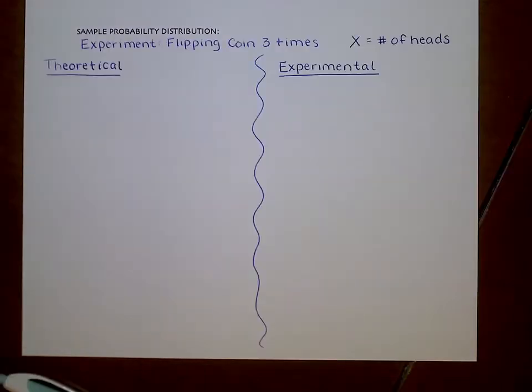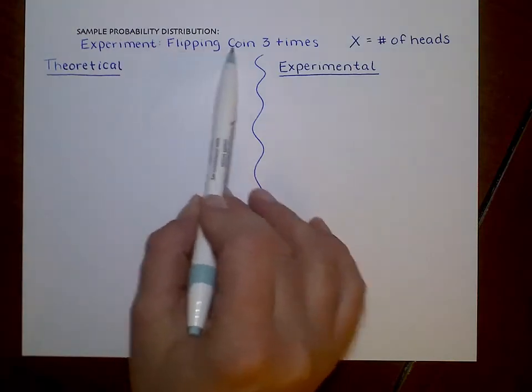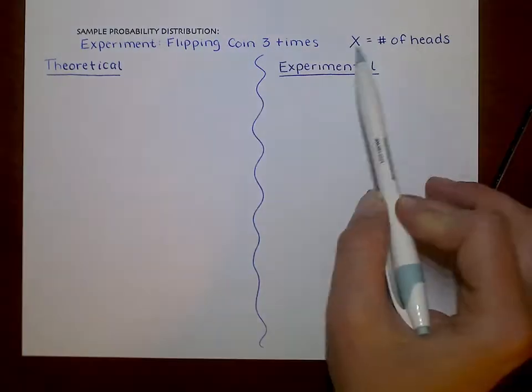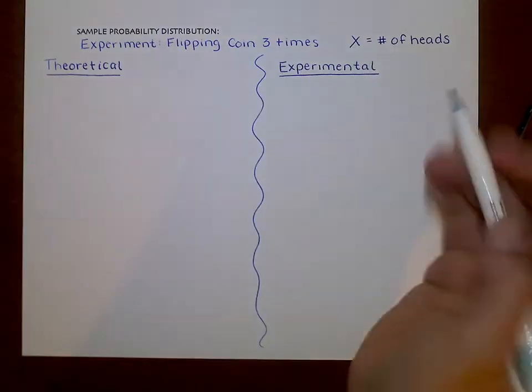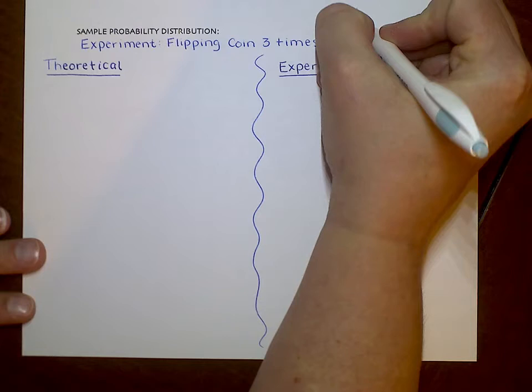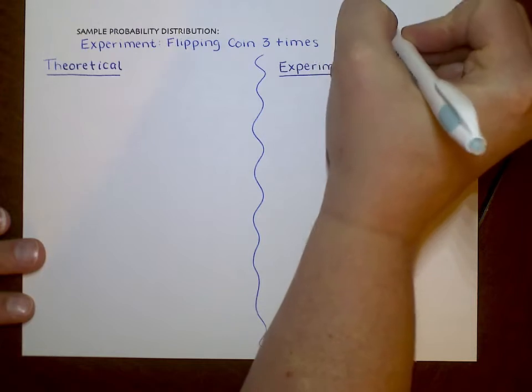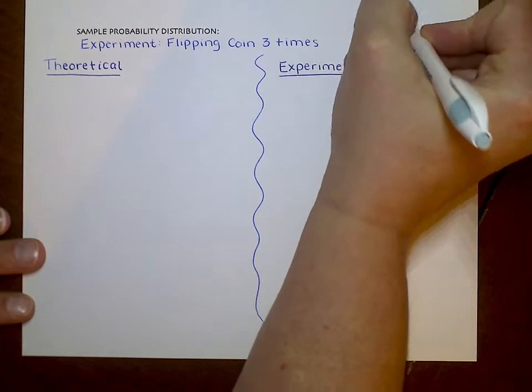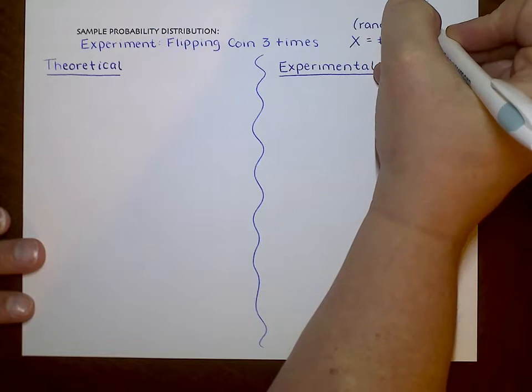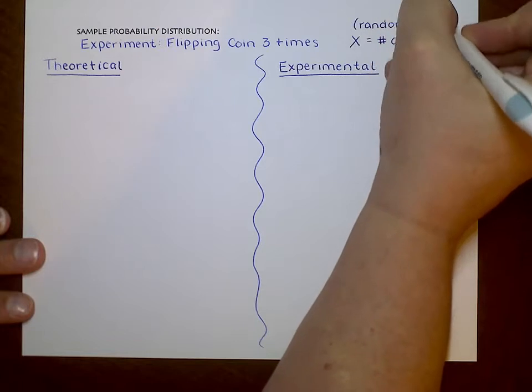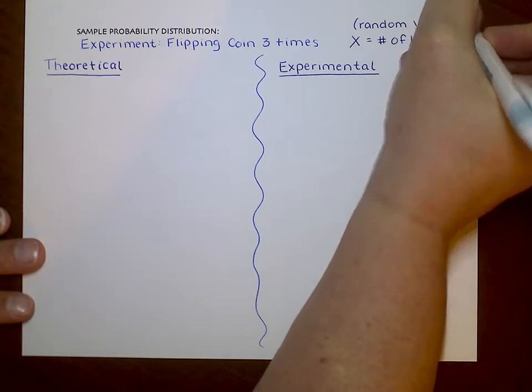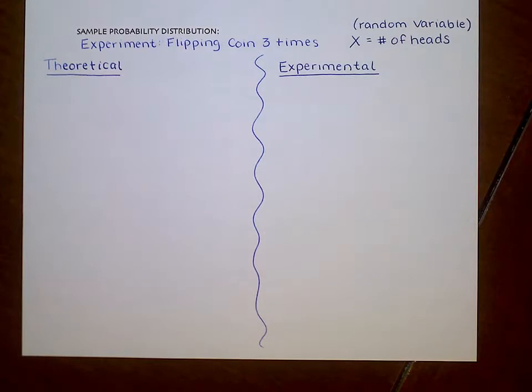Okay, so I've set up a couple of things for us here. We're going to do a probability distribution, and this is our experiment. We're going to flip a coin 3 times. Notice over here I put x equals number of heads. That's our random variable. So we're using x to represent our random variable, and that will be the number of heads when we flip a coin 3 times. And I'm going to show you how this would work as a theoretical probability distribution, and then we're going to do it as an experiment. Okay, and I'm going to do what's called a simulation for our experiment.